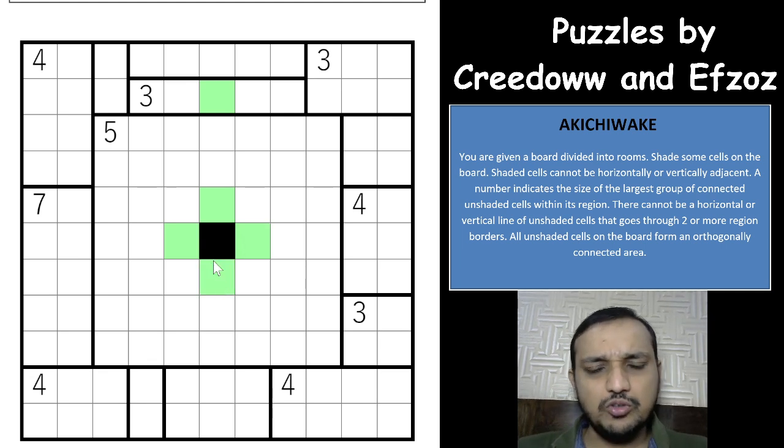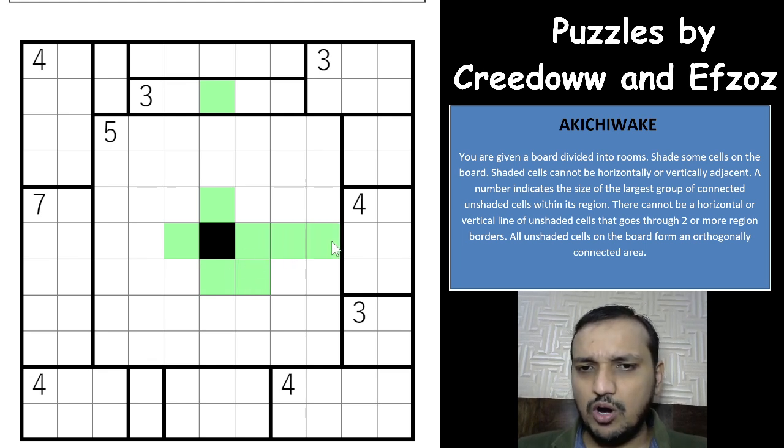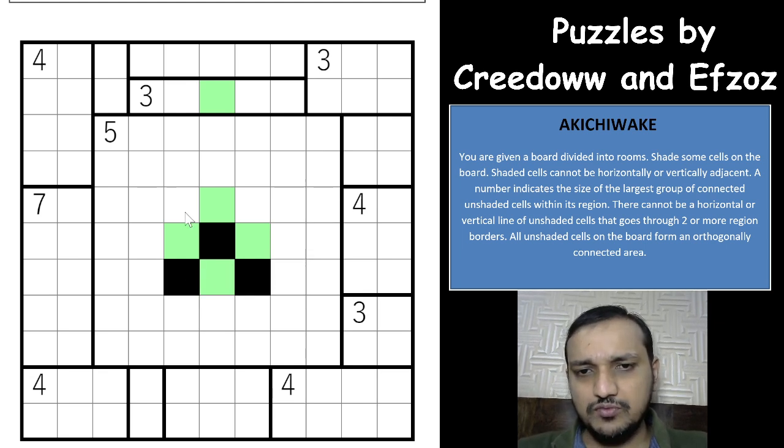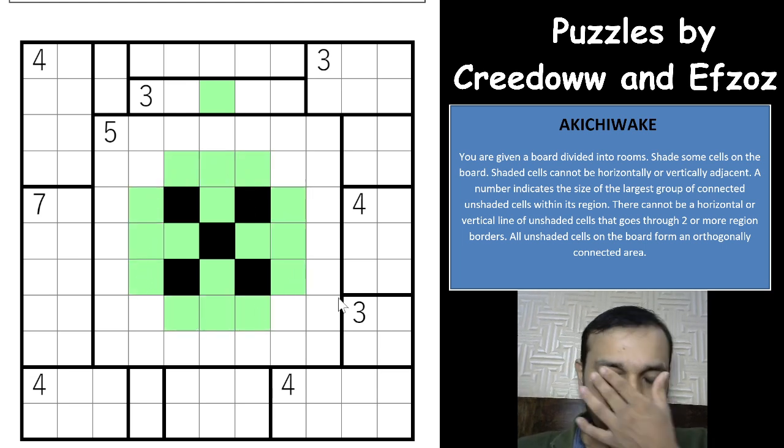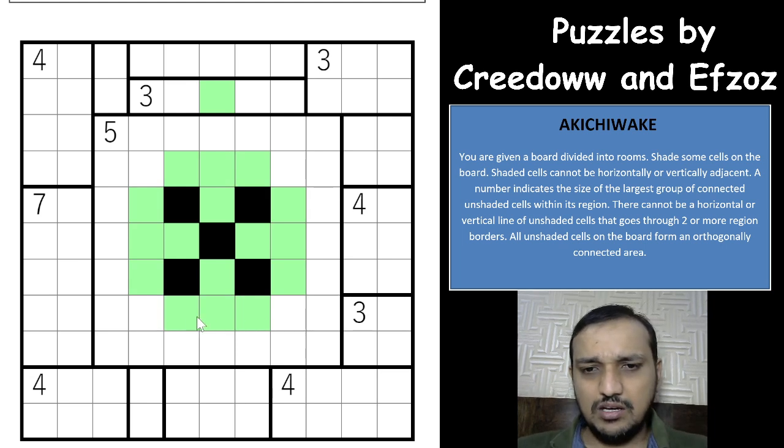Now the same thing goes here. What happens if this is unshaded? Again this group will go out and you'll have more than 5 unshaded cells as a group. So all of these would have to be shaded again. Now that we have got something here, why have I marked this? Because an unshaded cell cannot be stranded, so this would have to come out.